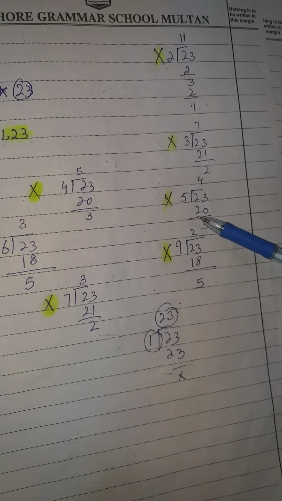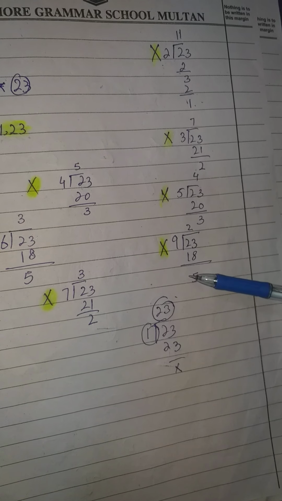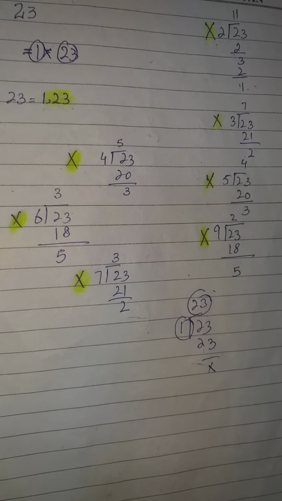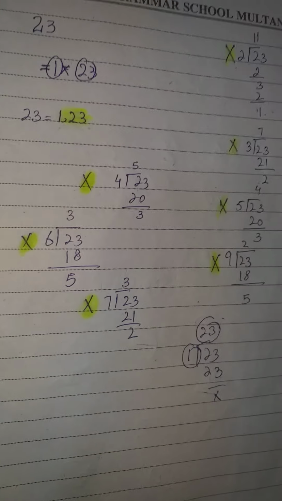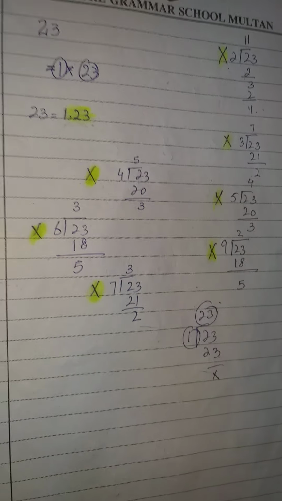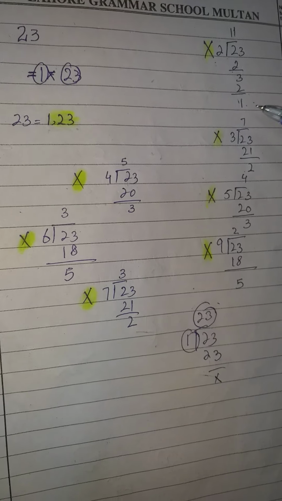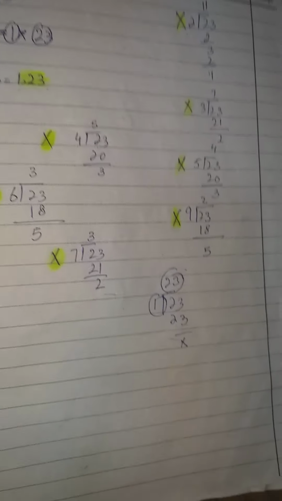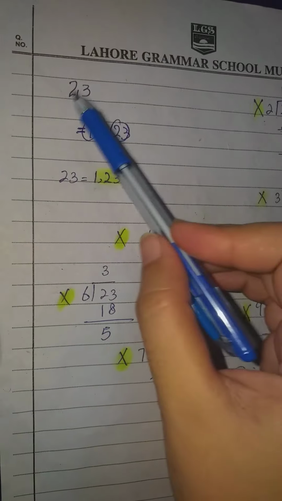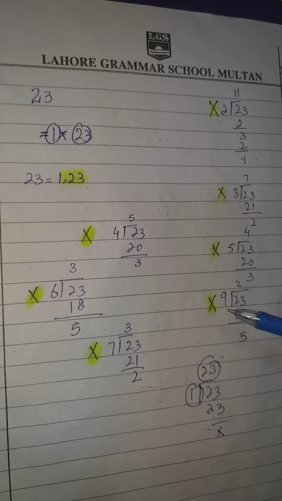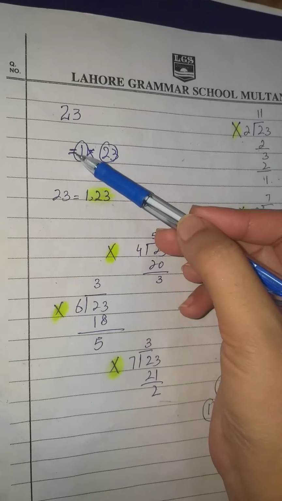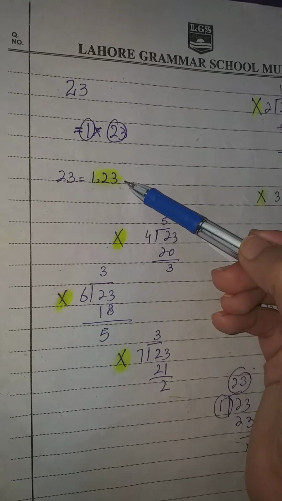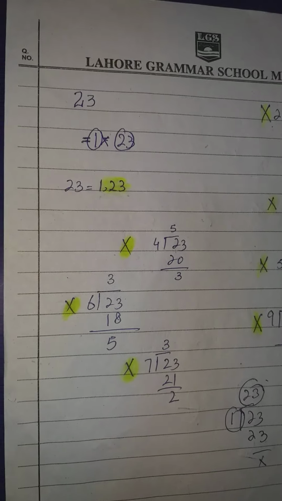Divide by 5, it has a remainder. 9 twos are 18, it has a remainder. 7 threes are 21, it has a remainder. So I divided by the 2 table till 9, and every time it has a remainder, so these numbers are not the factors of 23. So for 23, just apply tables 1 till 9, and after that 23 divided by 1 and 23. So 1 and 23, these are the factors of 23.